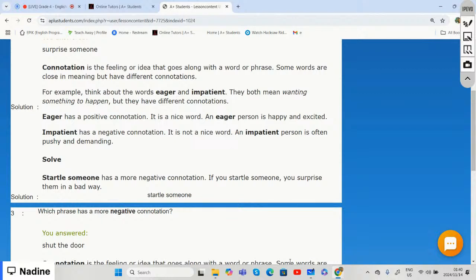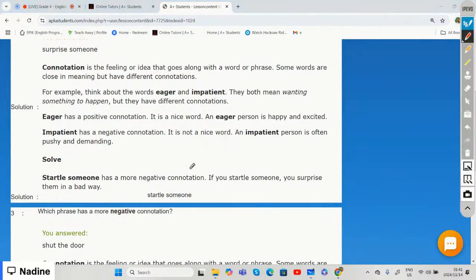All right. And if we look at both of the words, eager and impatient, eager is more of a positive connotation. The reason why we say eager is more positive is because if you say, for example, he is so eager to listen, he's eager to learn, he's eager to know more things, it means that he's happy, he's excited, he wants to learn things. That is him being eager.